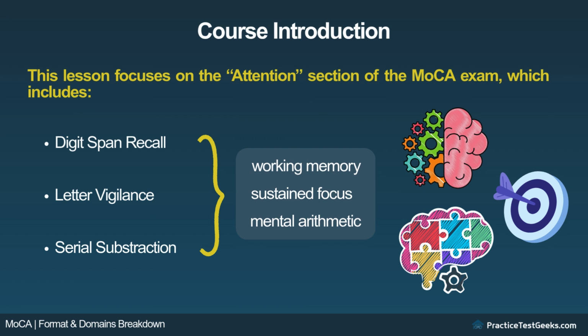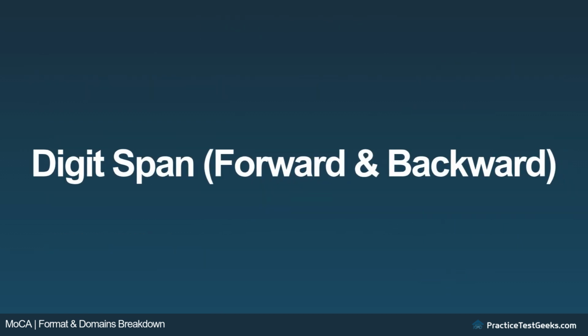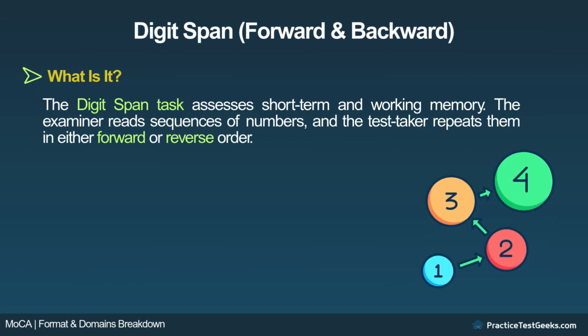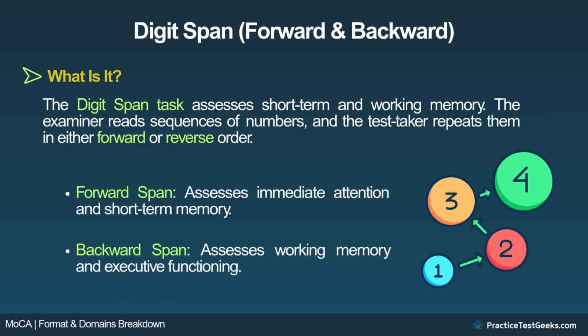This lesson is crucial for understanding how to administer, score, and interpret performance in the attention tasks of the MoCA exam. Digit span forward and backward. What is it? The digit span task assesses short-term and working memory. The examiner reads sequences of numbers, and the test taker repeats them in either forward or reverse order. Forward span assesses immediate attention and short-term memory. Backward span assesses working memory and executive functioning.